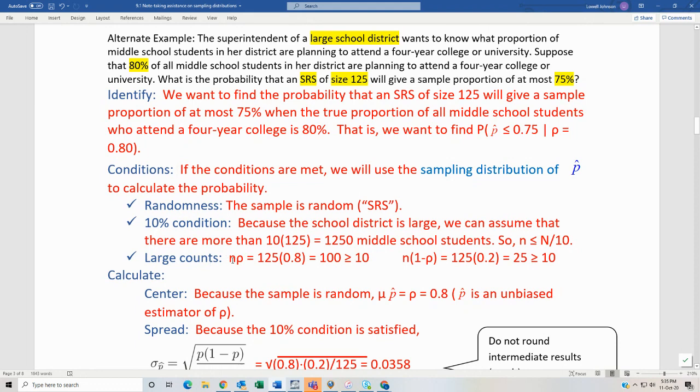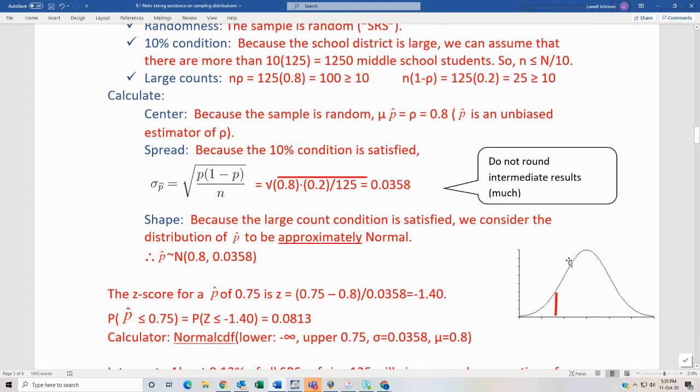Next, we have to check the large count condition. So n times p, that's 125 times 0.8, that's 100, that's greater than 10. Then I have to check n times 1 minus p, that's 125 times 0.2, that's greater than 10. So all my conditions check. Now we're going to do the calculations.